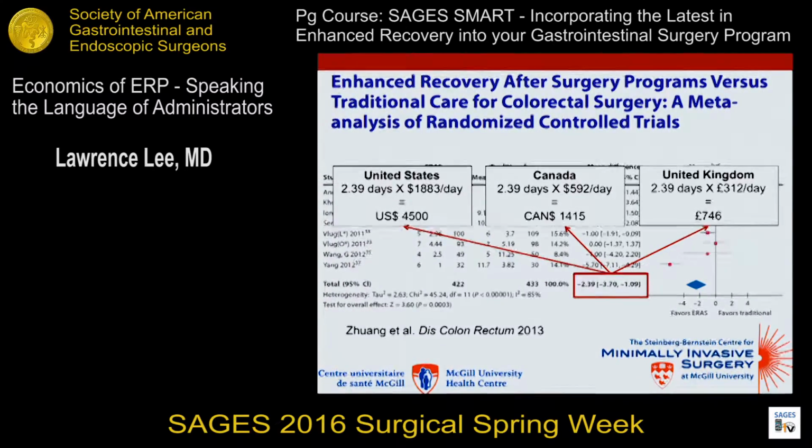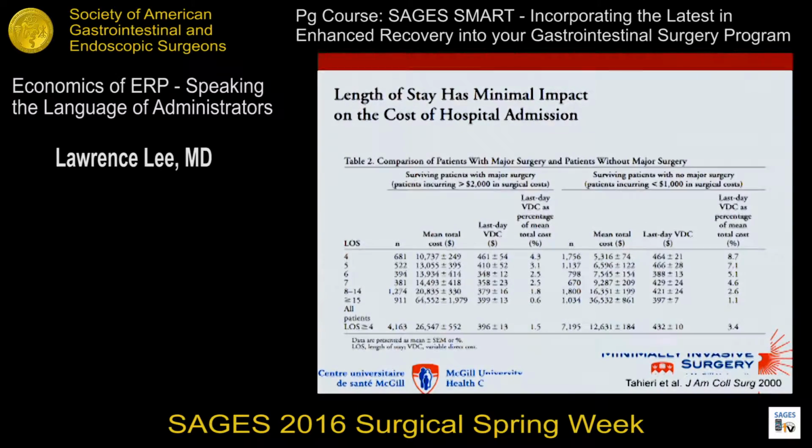So why have we not always seen this? As I said before, a lot of the American studies have shown between $1,000 and $3,000 of cost savings. We know that length of stay has relatively less of an impact on total cost of hospital admissions because the days that we save in hospitals are towards the tail end, which do not tend to be very resource intensive anyway. So this is a study done a while ago, back in 2000. But again, when you look at the length of stay as a percentage of the total cost based on the overall duration, we see that it decreases over time.